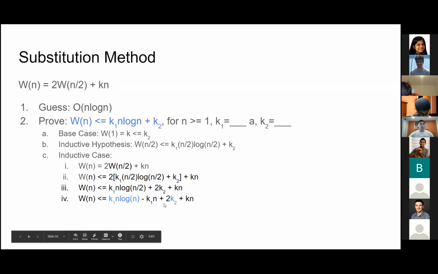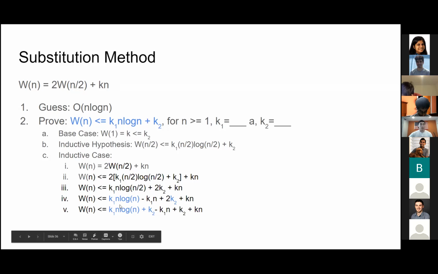From here, we notice that what we want to prove is this equation that's highlighted in blue, Wn is less than or equal to k1 n log n plus k2. And we can actually find that in our inductive case here, hidden somewhere inside this equation. And this is basically a pattern you'll see in most of the substitution method problems. You'll basically get exactly what you want to prove plus some other stuff, and then you can show that it's bounded by something that makes sense to us. So how can we do that here?